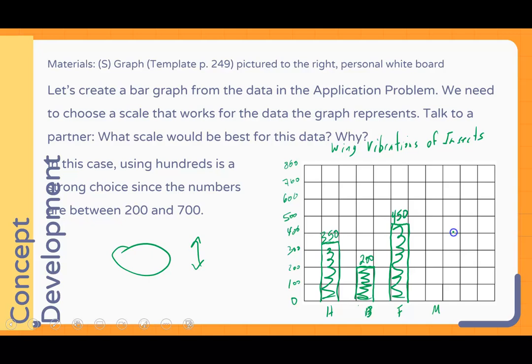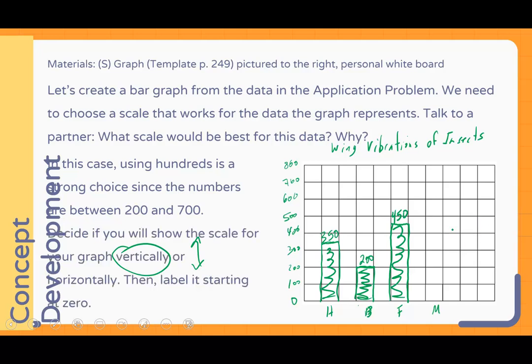And mosquito, 700. Draw your lines, scribble, label. There you go. This is what your bar graph would look like.